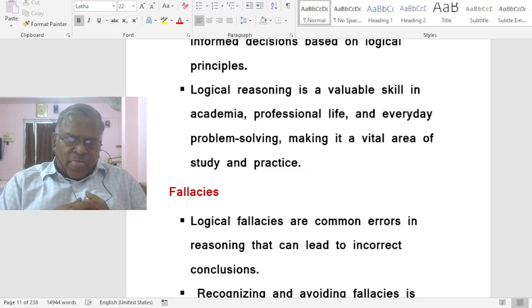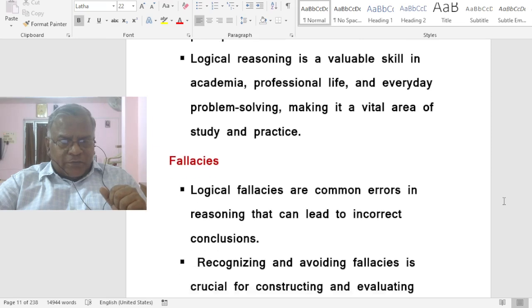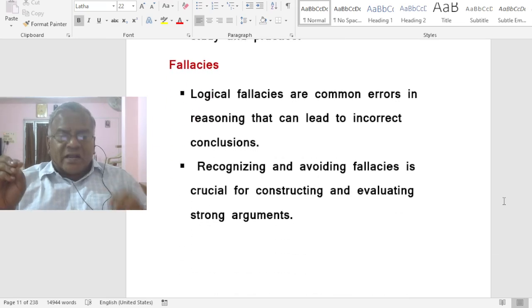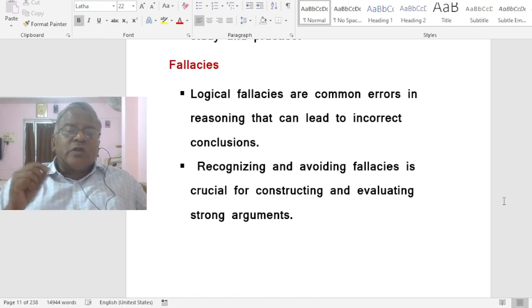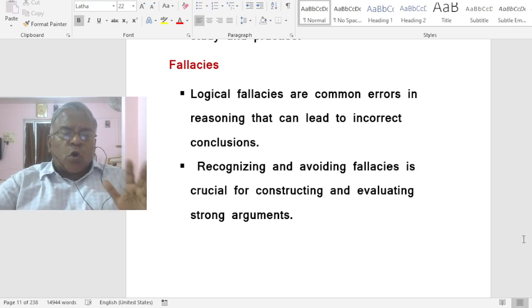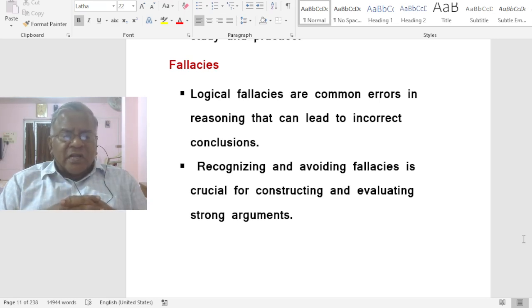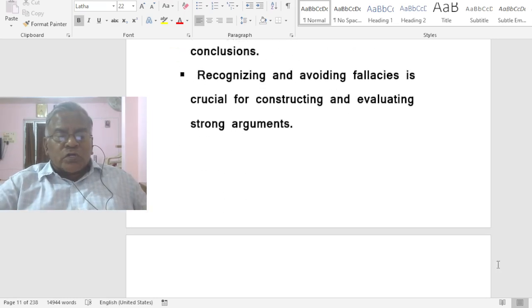Now, let us talk about or analyze fallacies. What are fallacies? Fallacies are a very important term in logic. What do you mean by fallacy in logic? Logical fallacies are common errors in reasoning that can lead to incorrect conclusions. Recognizing and avoiding fallacies is crucial for constructing and evaluating strong arguments. We need to understand fallacy in logic, then only we can construct and evaluate strong arguments. So, what is a fallacy? It is a common error in reasoning that can lead to incorrect conclusions.